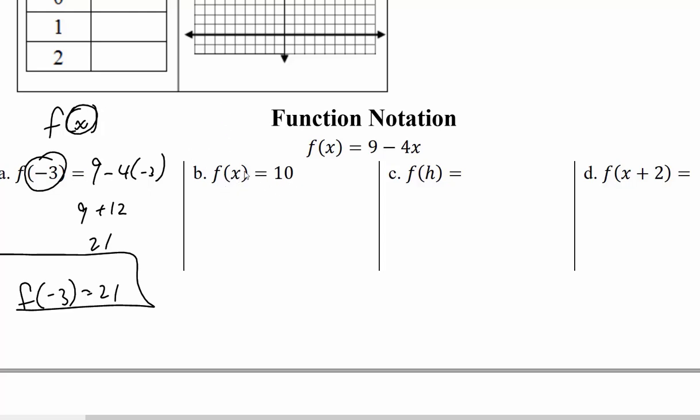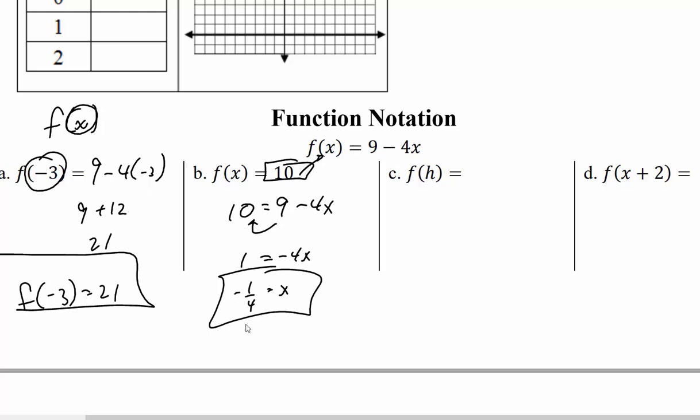Second one, this is not saying x is equal to something. We know this is the value. So f of x is equal to 10. Instead of plugging into x, we're going to plug into f of x. So 10 is equal to 9 minus 4x. Subtract, bring that over. I get 1 is equal to -4x. x is equal to -1/4. So what that means is that f of -1/4 is equal to 10. Okay, that's what that tells me. If I plug in -1/4 to x, I'll get 10.